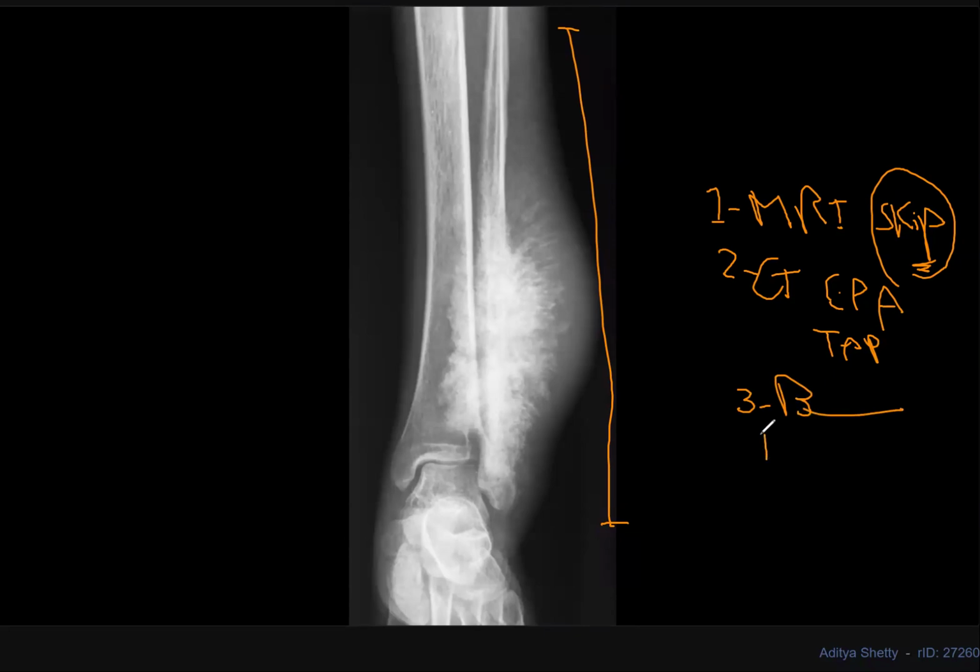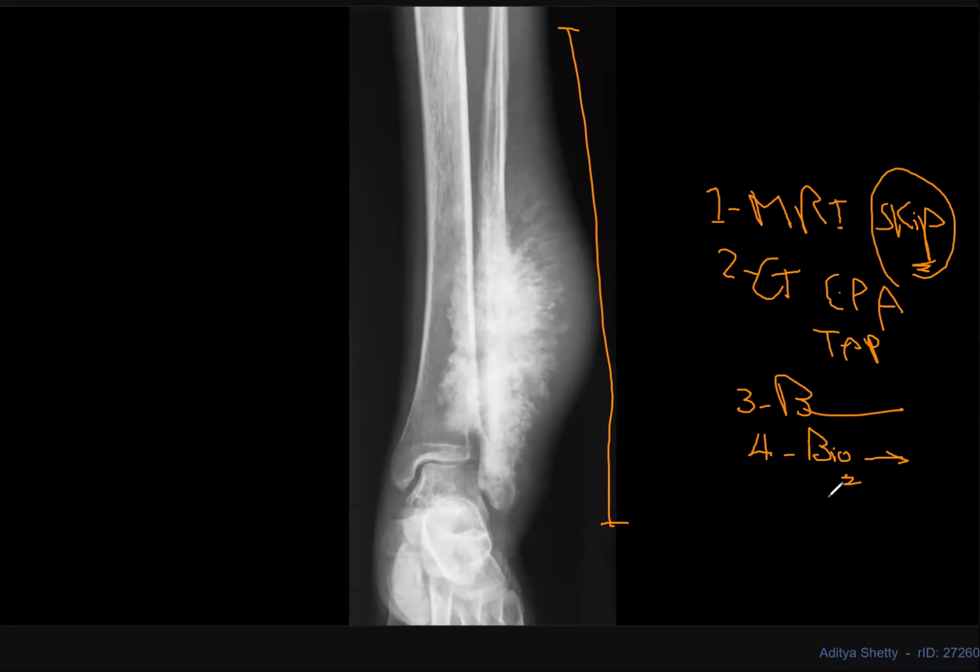And last step, biopsy. If you said biopsy only, you will lose marks. Biopsy, histopathology, I know histopathology and biopsy are the same. Biopsy at the radiology department, for example.